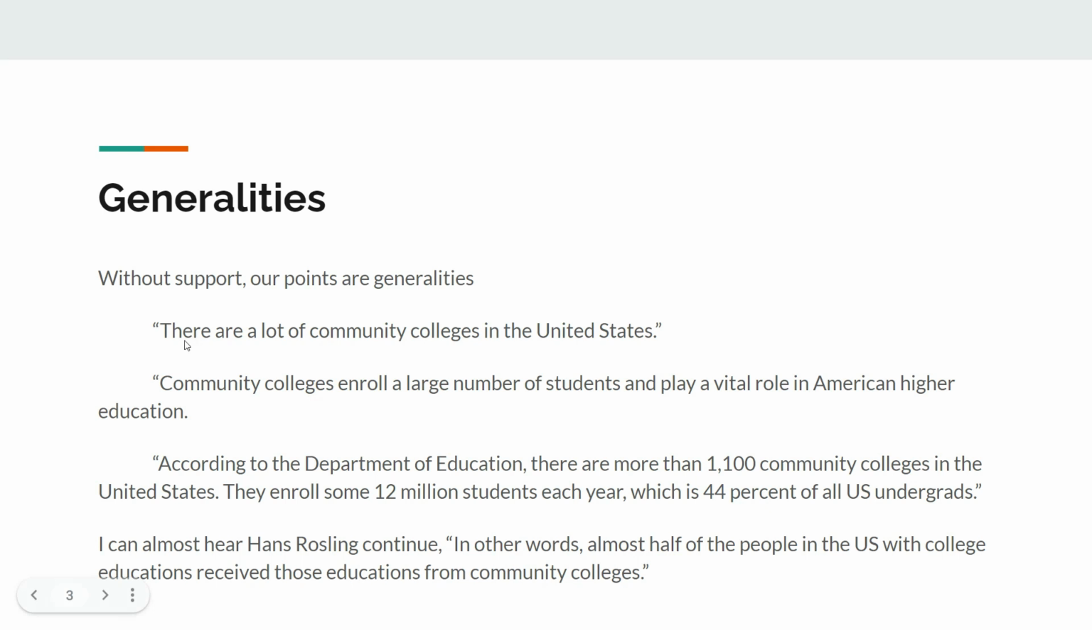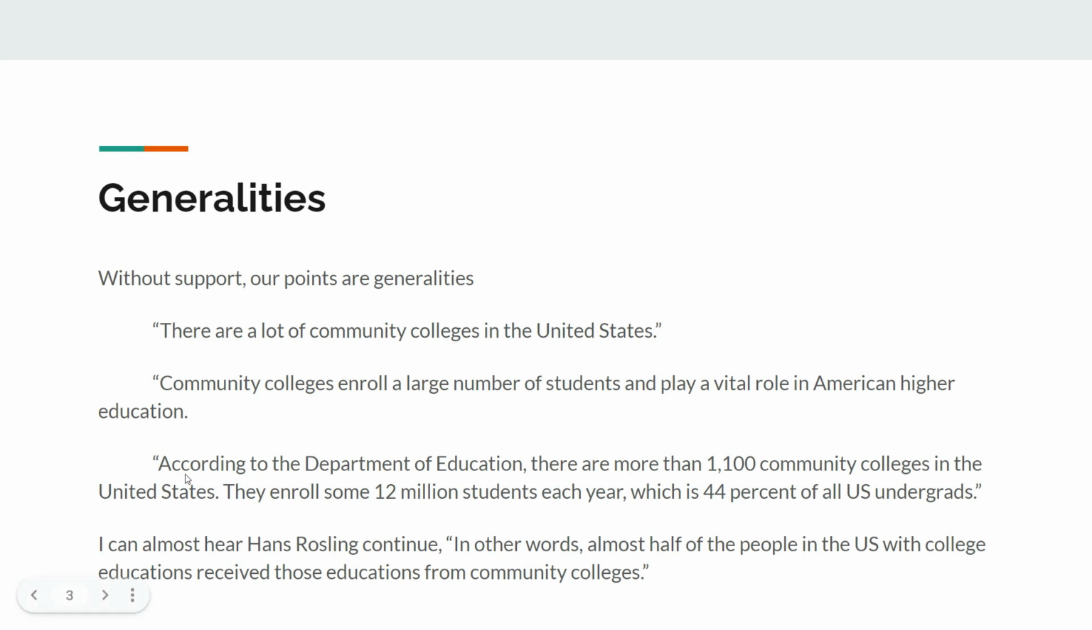So, for example, there are a lot of community colleges in the United States. Okay, that's not a great statement. It's boring. It doesn't really tell me very much. "A lot of" is really, really nebulous. So that's a really weak statement. "Community colleges enroll a large number of students and play a vital role in American higher education." That's a little better, right? It's getting towards the so what. It's telling me why this is important, right? But it's not great still.